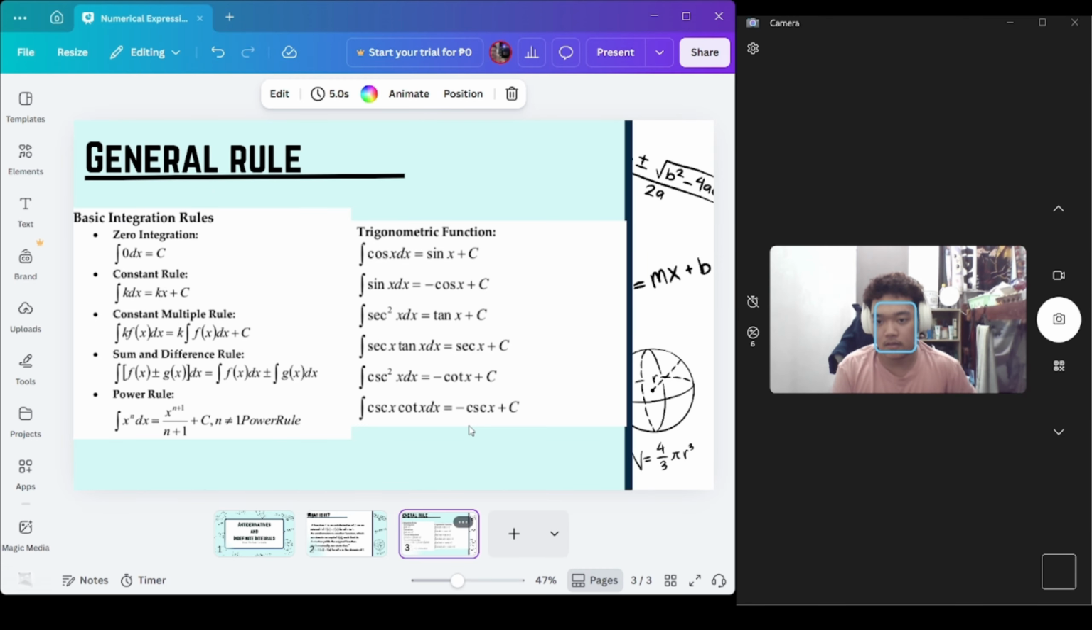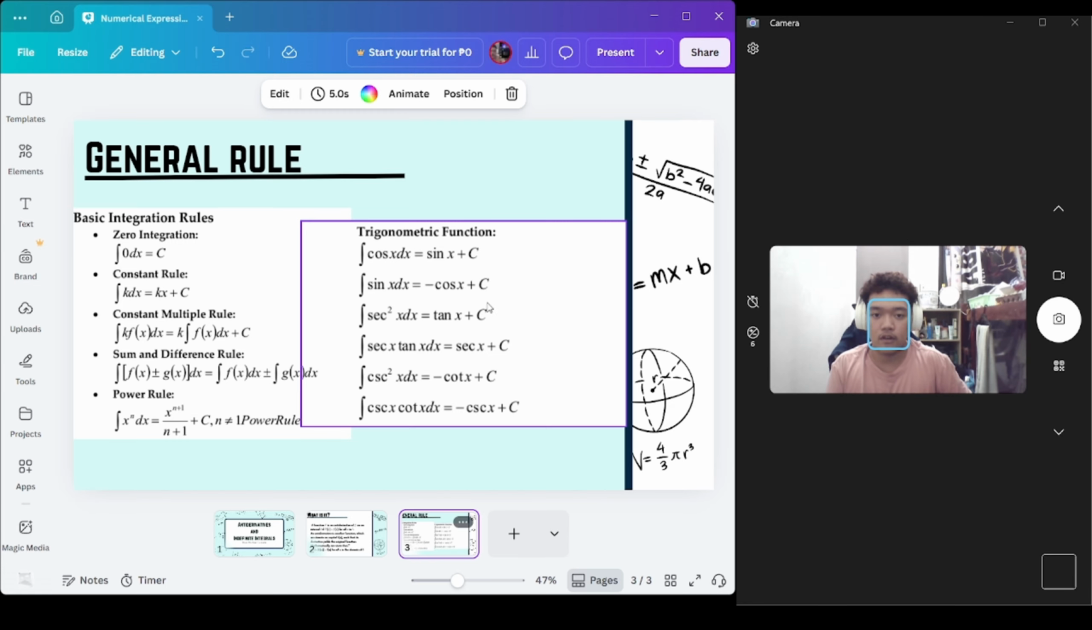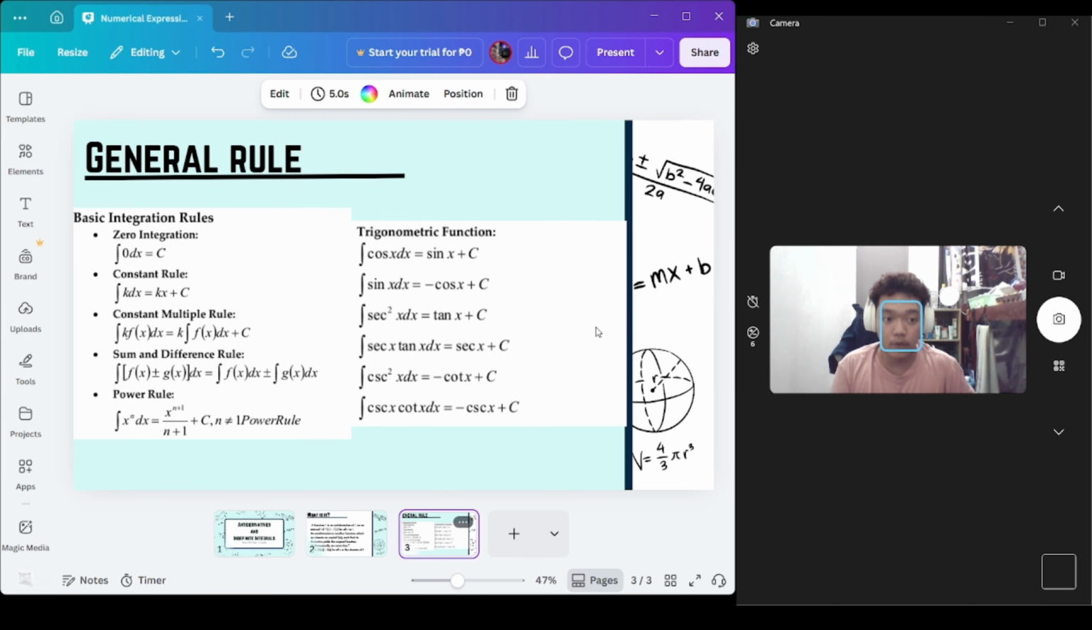Next is the constant multiple rule, wherein the integral of constant times f of x dx is equal to the constant times the integral of f of x dx plus c. And then the sum and difference rule, the power rule, which is the essential part of the integration, and all of these trigonometric functions, which are important in this lesson. So without further ado, let's dive into the examples.